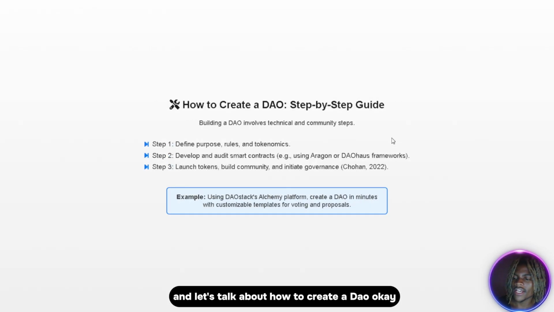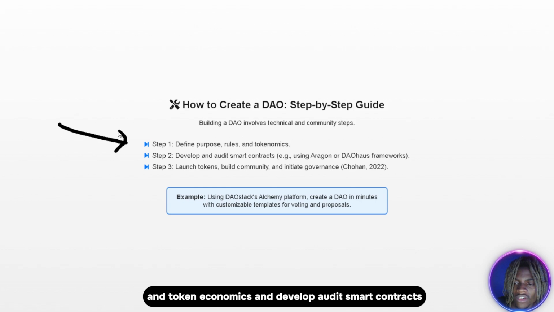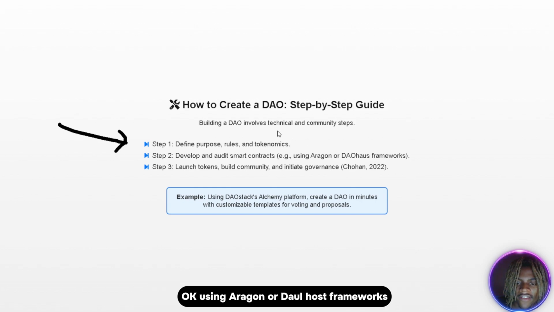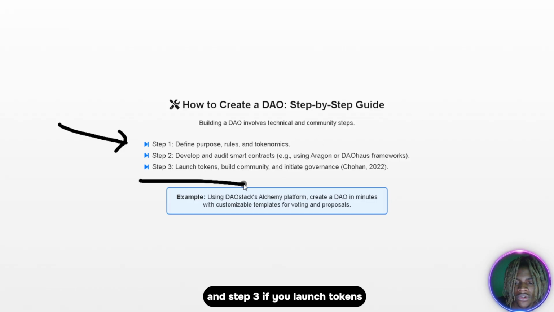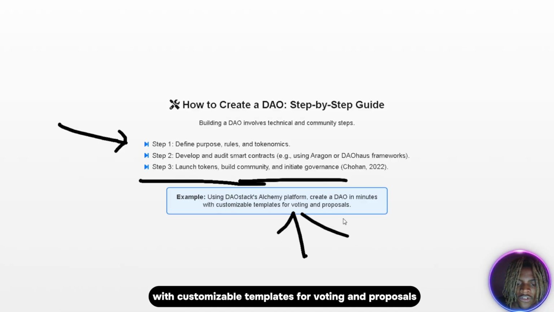And let's talk about how to create a DAO. Okay, building a DAO involves technical and community steps. Step 1, define purpose, rules, and token economics. Step 2, develop and audit smart contracts, okay, using Aragon or DAOhaus frameworks. And step 3, launch tokens, build community, and initiate governance. Using DAOstack's Alchemy platform, you can create a DAO in minutes with customizable templates for voting and proposals.